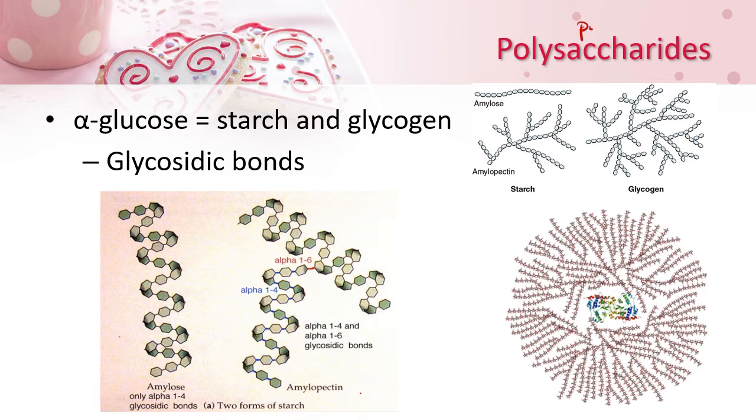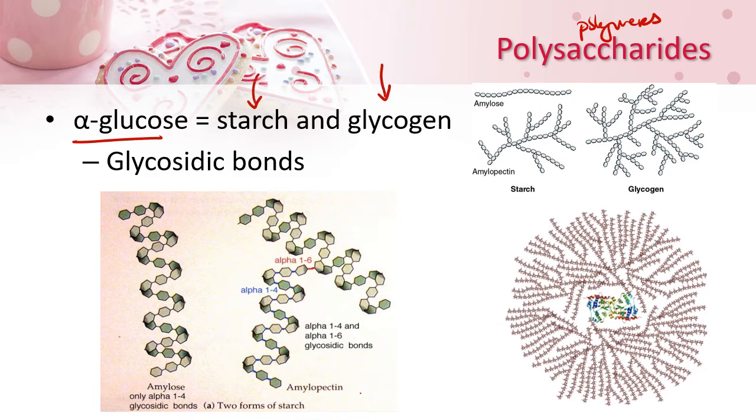These are going to be polymers of carbohydrates that are formed from alpha glucose. These are going to be our middle length energy storage, so longer than our monosaccharides or disaccharides, but not as long-term energy storage as our lipids. Plants make starch and animals make glycogen.